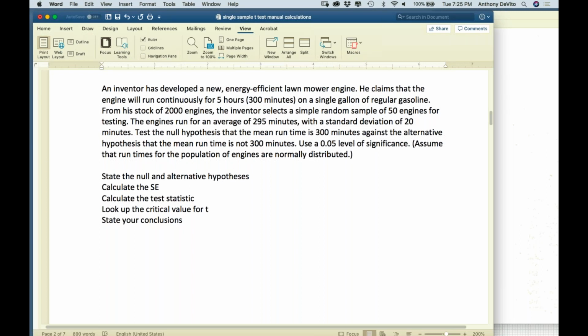The engines run for an average of 295 minutes. In other words, he runs 50 of them for an hour on a gallon of gas, and they run 295 minutes, with a standard deviation of 20 minutes. Is that a population or sample standard deviation and mean? Sample, right. So we're going to be using t. Why are we going to be using t? Because we don't know the population standard deviation for all 2,000 engines, only for our sample.